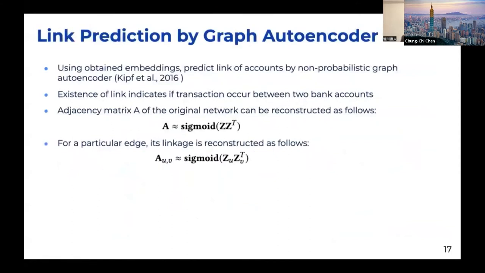By using the resulting embedding after applying GIN, we use a graph autoencoder to predict the linkage between companies. So what the graph autoencoder is doing is taking the dot product of the node embeddings and applying the sigmoid function to determine the transaction prediction.